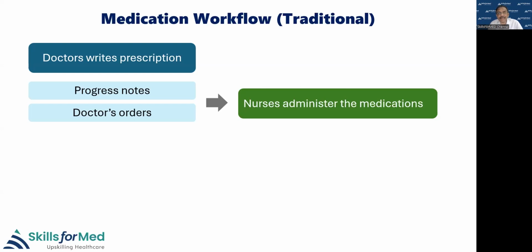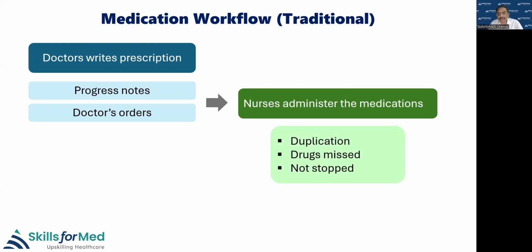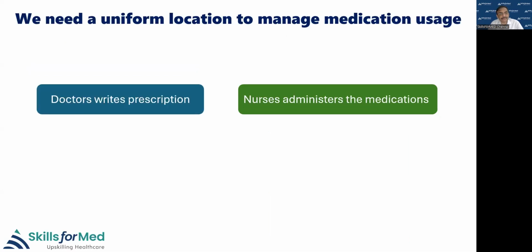The nurses kept track of the medications and they used to give them. And based on that, we would follow the orders. So because of that, a lot of problems happened. There were duplication of drugs. Certain drugs were missed, and some drugs were not stopped. They were continued, because there was no proper documentation. And importantly, there was no way to check whether the drugs have been given or not. So that is the main problem with this sort of method.